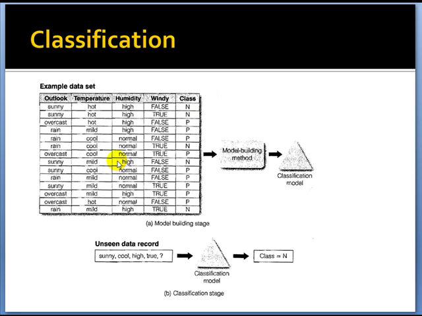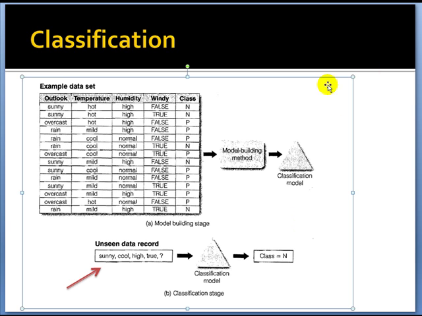We'll choose a model building method, and then we'll actually do the classification using that method. And then we'll take a new record. For example, we'll say suppose it's sunny, cool, high, and true. So these four variables have those values. Then we put that into our classification model, and it will predict something for us, like that they won't play. And we will call this down here the unseen data record.